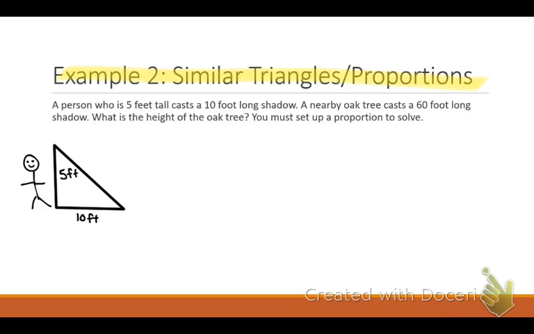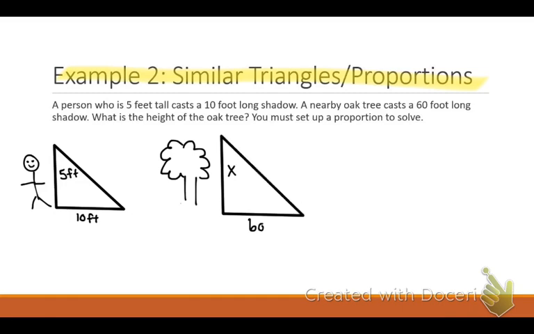Now I have a tree. So draw your little tree. Here's my tree. It's been a while since I drew a tree, so forgive me. That's not really a super cute tree. How tall is my tree? I don't know. How long is the tree's shadow? 60 feet. So again, what did that form? That formed a triangle, right?